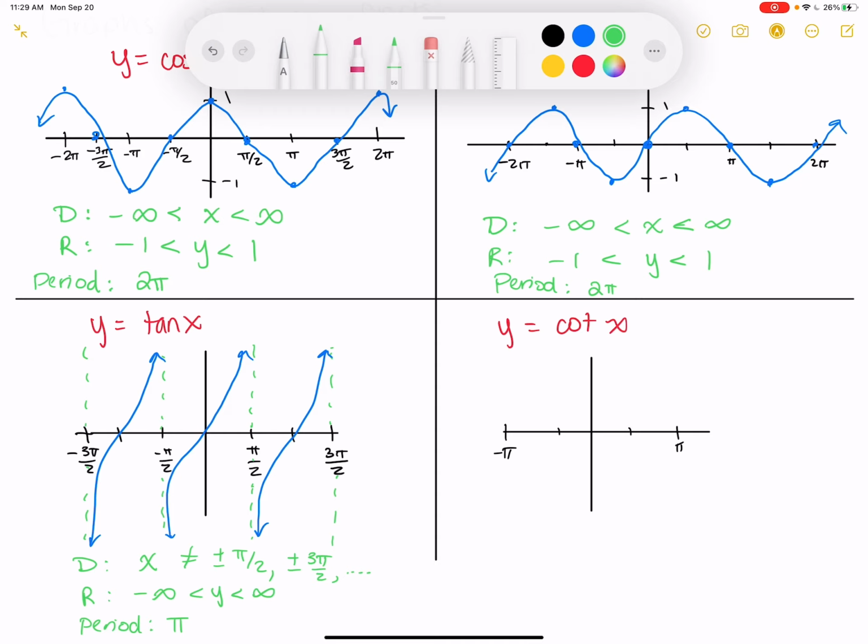The cotangent one has the asymptotes at the pi's, and right at 0 as well. And it goes the opposite direction of tangent.